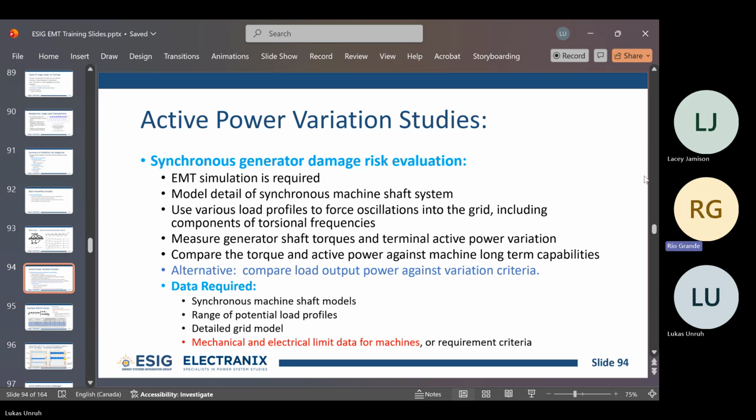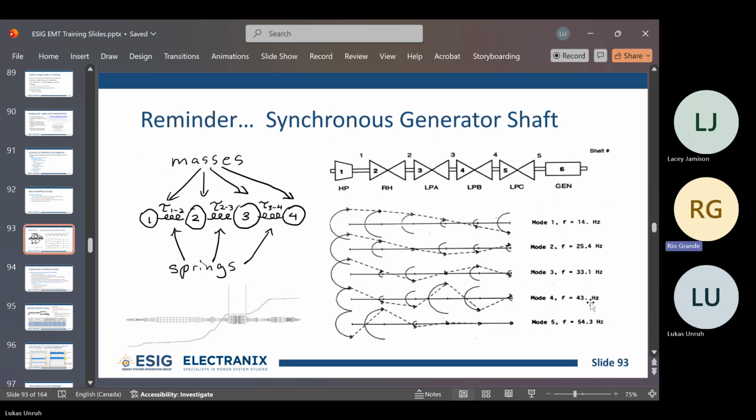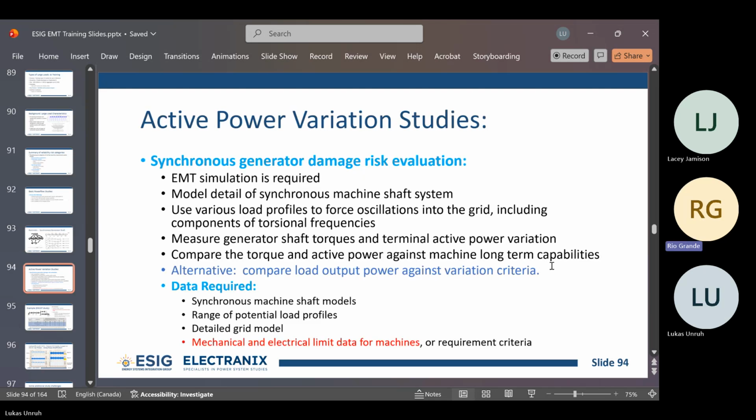So, synchronous generator damage risk evaluation. This is something that we've been thinking about a lot in the last year or a little bit longer, I guess. EMT simulation is required to assess this, mainly because these frequencies that we're seeing here are at a frequency range where we know the phasor domain studies are not valid. So we have to go to the EMT domain to study these impacts on the synchronous generator shaft. And we need that modeling detail from the manufacturer in terms of the shaft information.